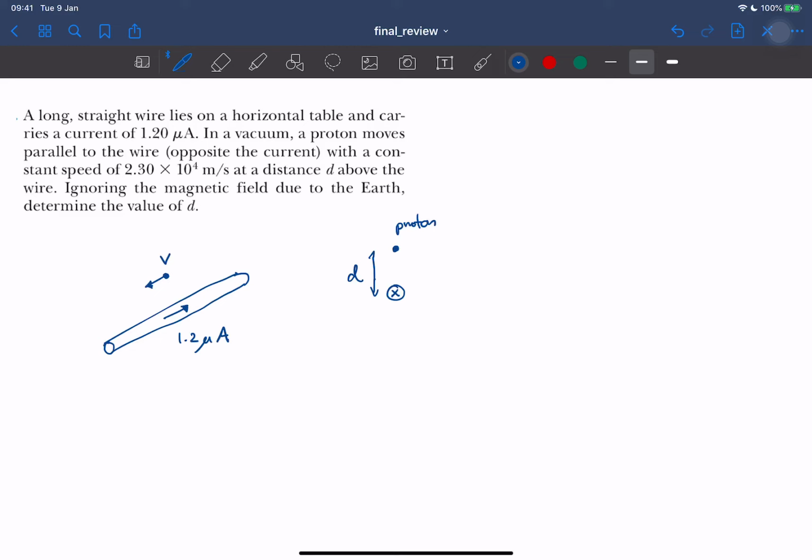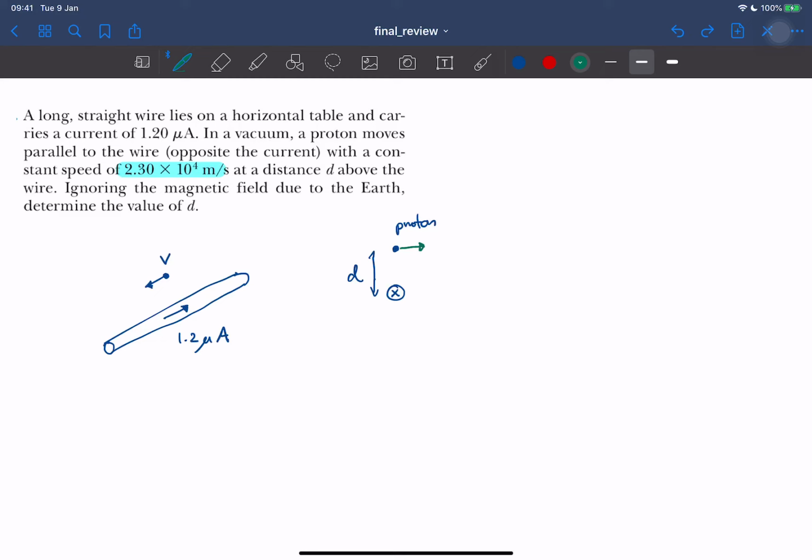We also know how fast the proton is moving. Ignore the magnetic field due to the Earth. Determine the value of d. So what's going on here? Well, the proton has some mass. If there's no current here, the proton will just fall down due to gravity. But since there's a current here, there will be a magnetic field due to the wire.